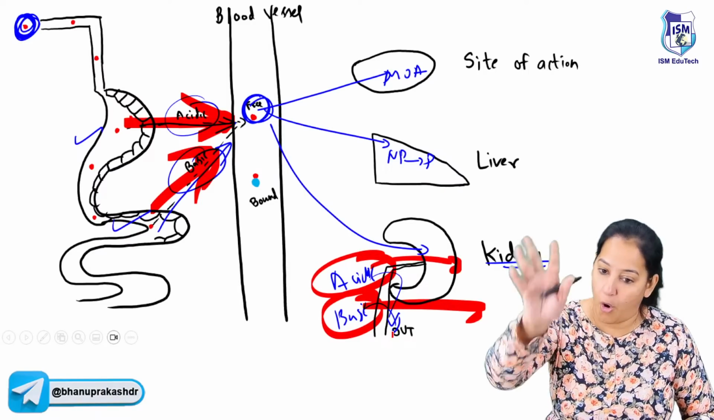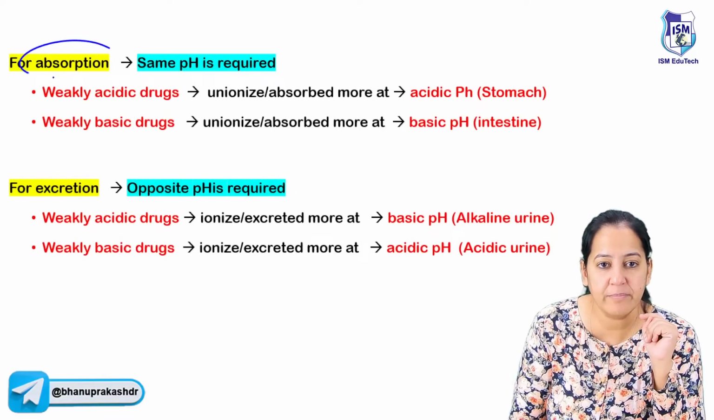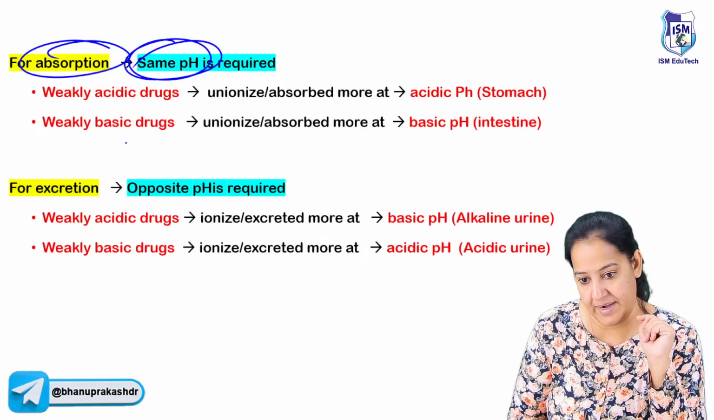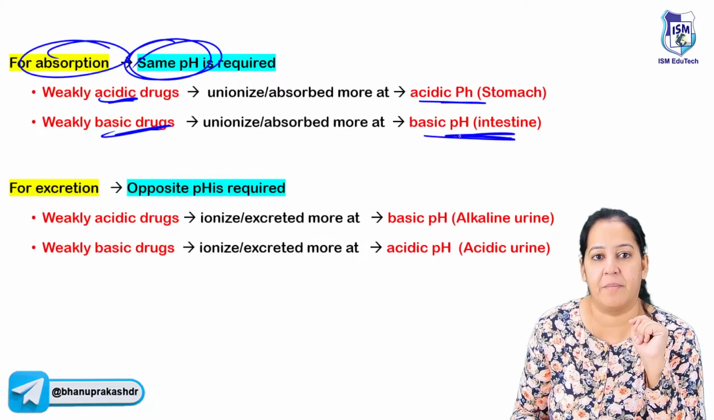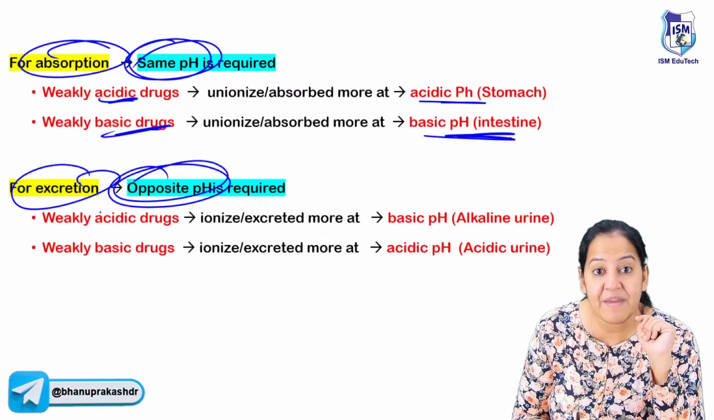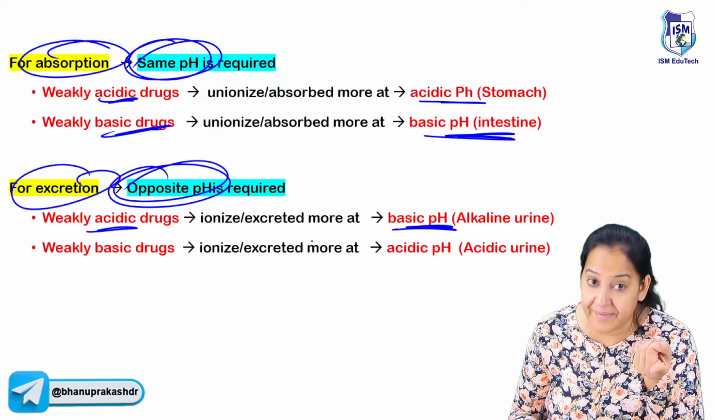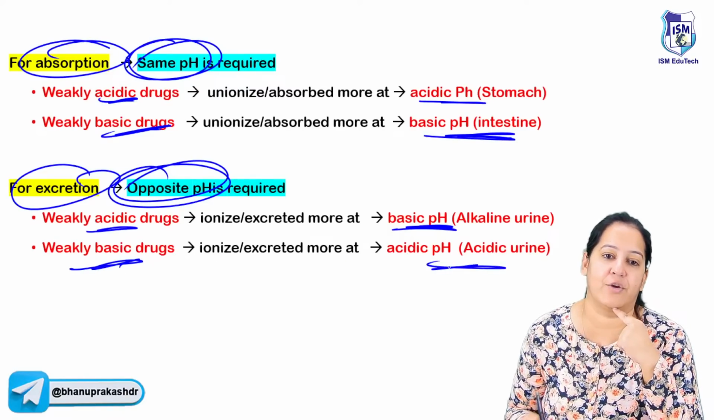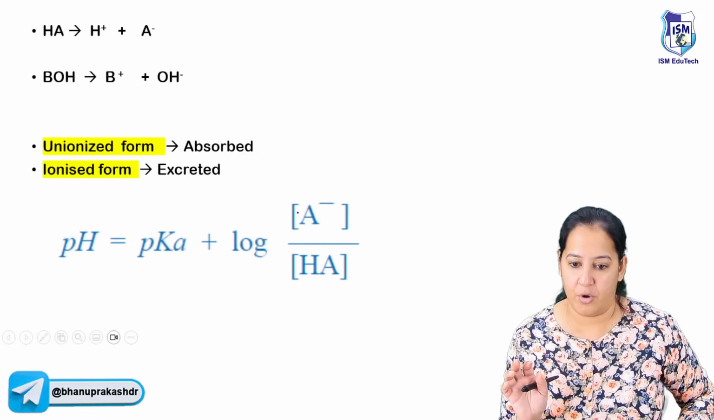How many of you got it? Say yes if you got it. This is the thing I'm telling you. For absorption, the same pH is required. Acidic drugs are absorbed in acidic medium and basic drugs are absorbed in basic medium. But for excretion, the opposite pH is required. So acidic drugs are excreted in basic urine and basic drugs are excreted in acidic urine. Say yes. First say yes. Then I will tell you the funda of ionic and non-ionic.